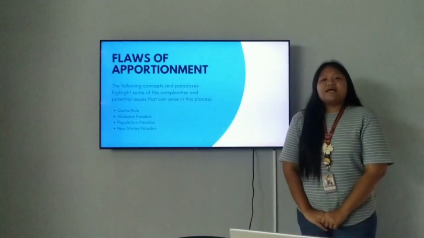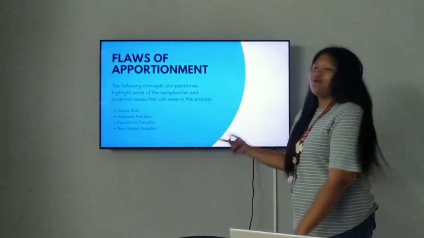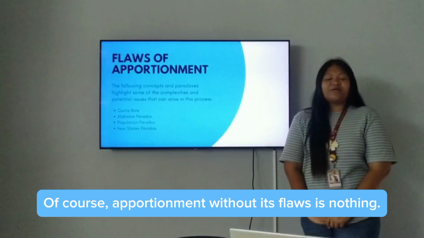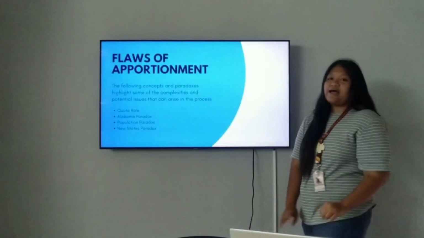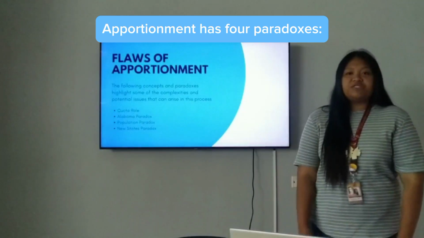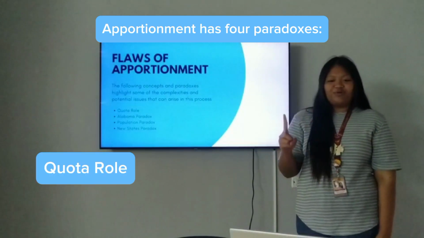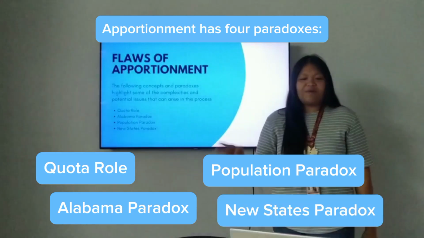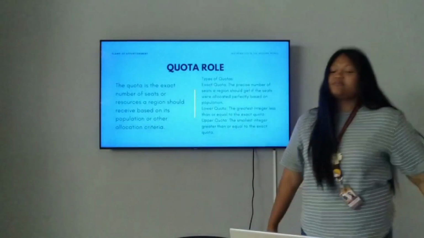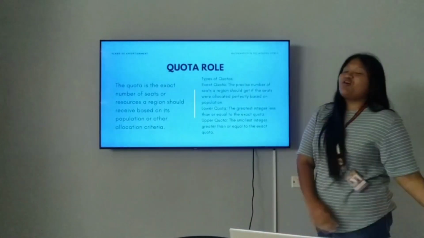So now, let's talk about flaws of apportionment. Of course, apportionment without its flaws is not real. Apportionment has 4 paradoxes, which are the quota rule, Alabama paradox, population paradox, and new states paradox. Now let's talk about the quota rule.